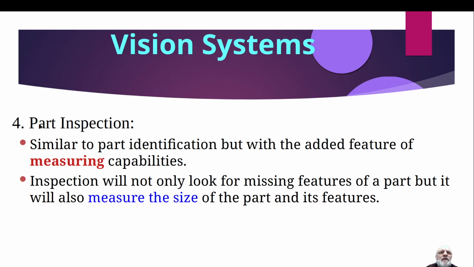So along with the part identification, we can also do part inspection. The difference here is that we have to use it like a grid to specify the size of the parts, and so then we can measure the size of the hole or the size of the part.